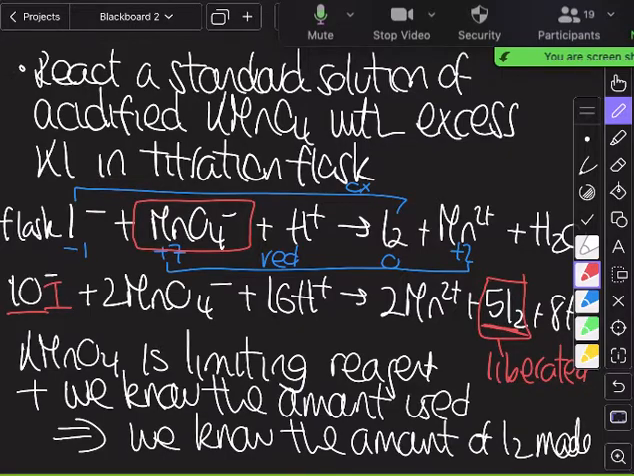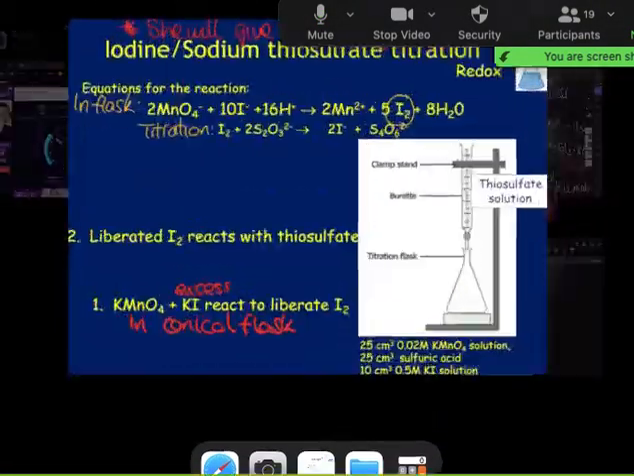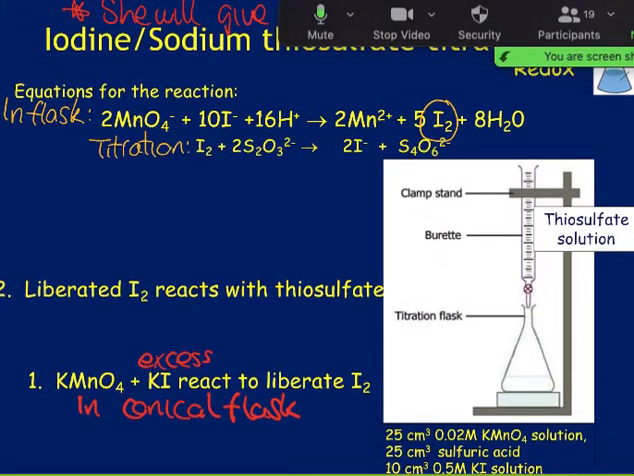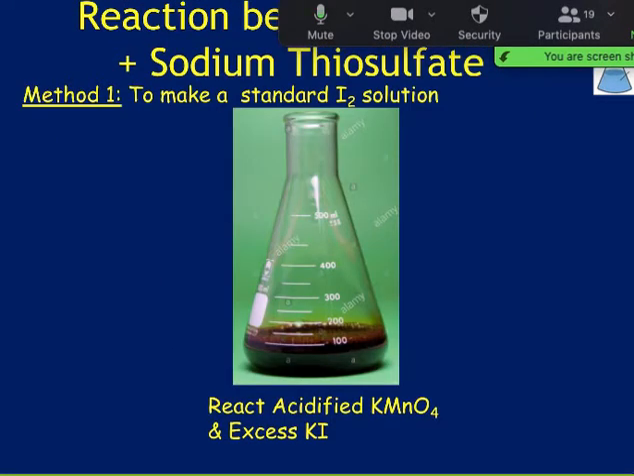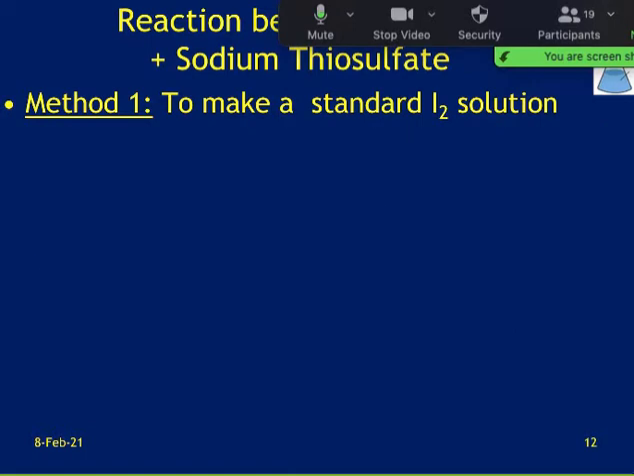Okay, so I'm just going to go back to this. So this is what you'll have done in your flask, whereas in terms of our titration in a second, this is the titration equation, and we'll come back to it. So method 1 is we in our conical flask are making iodine using KMnO4 and KI. In our second one we'll come back to the ratios.